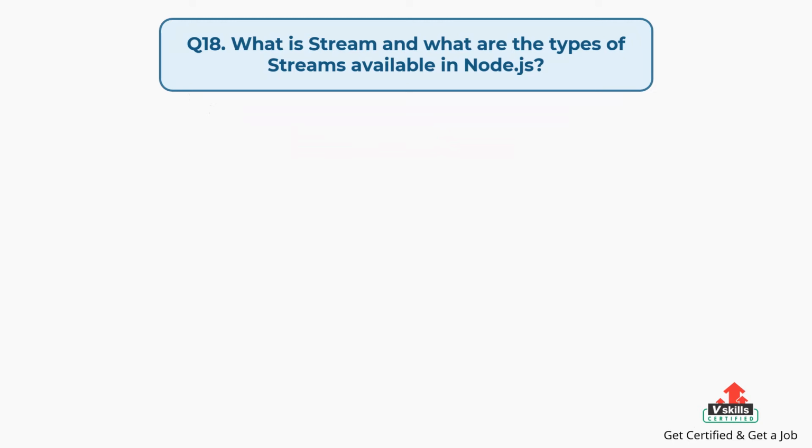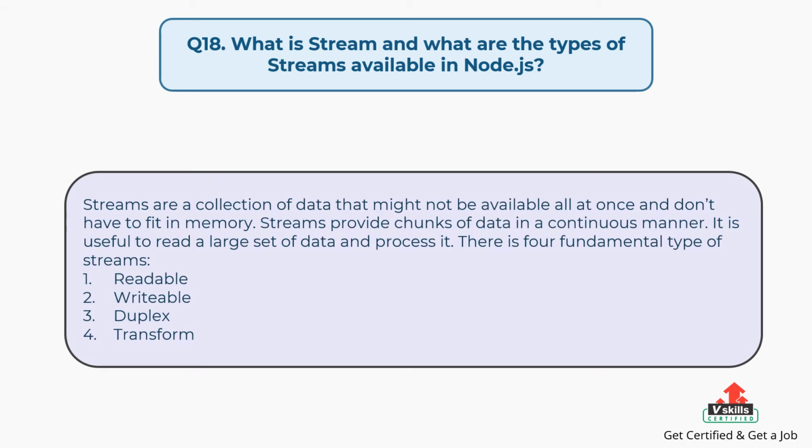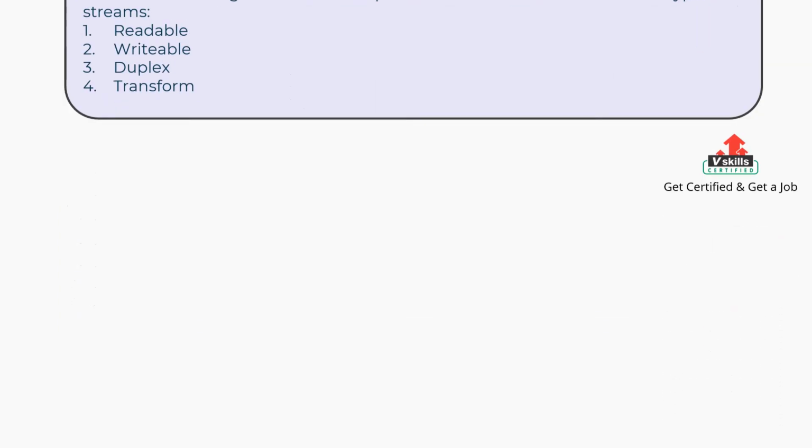Question number 18. What is stream and what are the types of streams available in Node.js? The answer is: streams are a collection of data that might not be available all at once and don't have to fit in memory. Streams provide chunks of data in a continuous manner. It is useful to read a large set of data and process it. There are 4 fundamental types of streams: readable, writable, duplex, and transform.